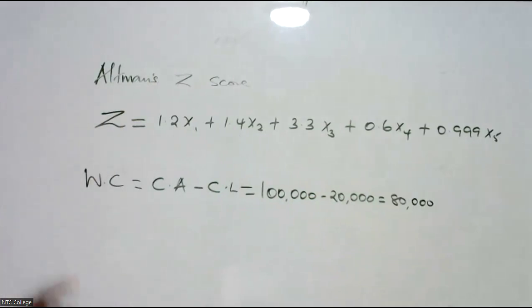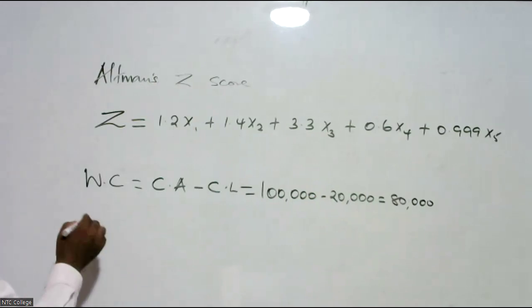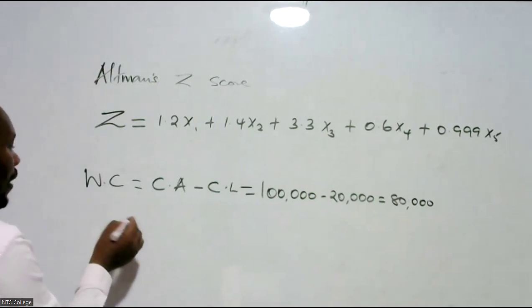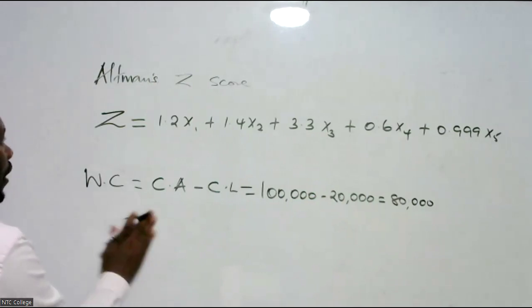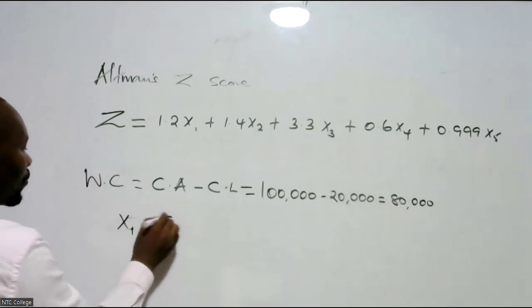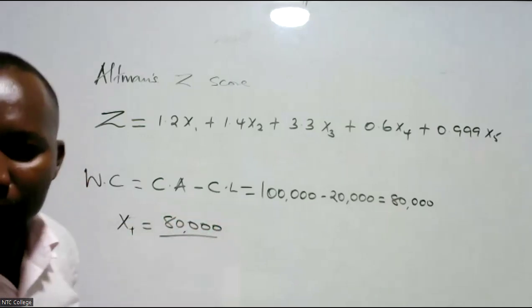And we are saying that it is all over total asset. So for our working capital, we shall have our 80, that is X1. X1 is equal to 80 over total asset.